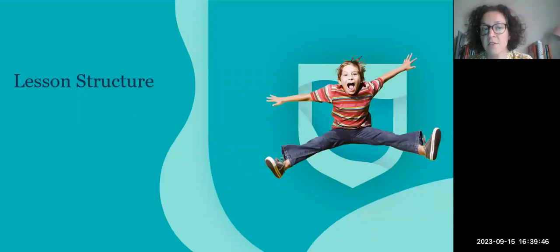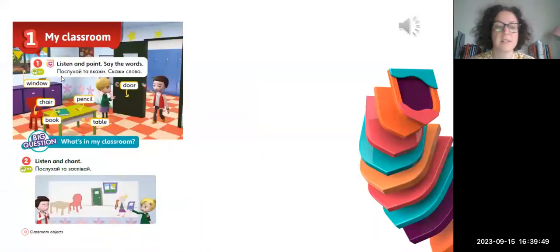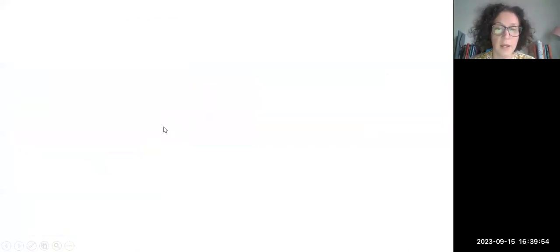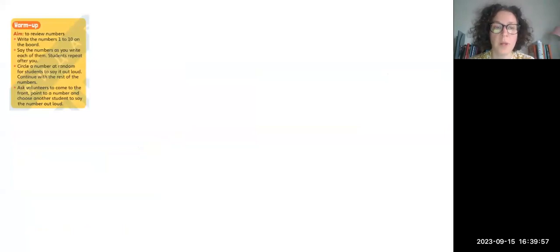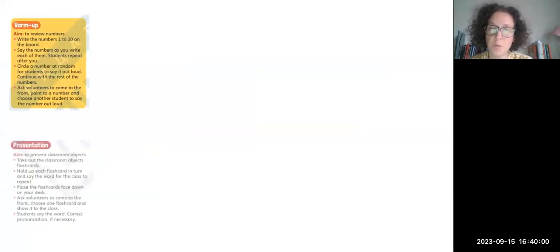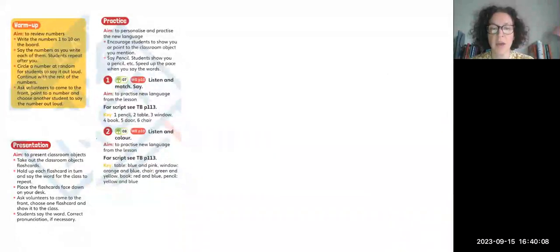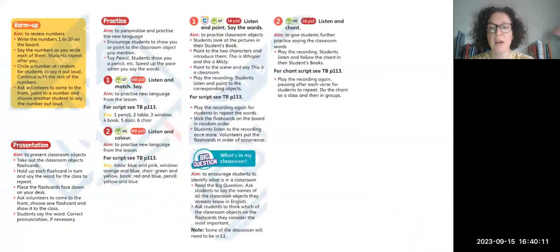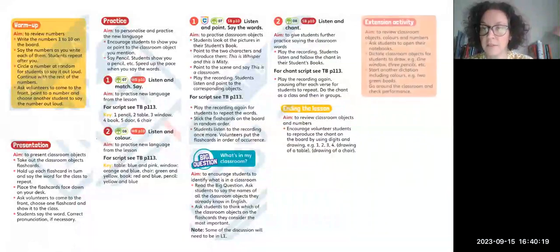And every lesson starts with a warm-up activity. Let's have a look at this lesson again. We go to the warm-up activity in the teacher's book, after which we have the presentation of the new topic to present classroom objects and so on. Then we have activities to practice, and there is quite a lot of practice. You can see here's the big question. And then we have the end of the lesson, and also extended activities for fast finishers.